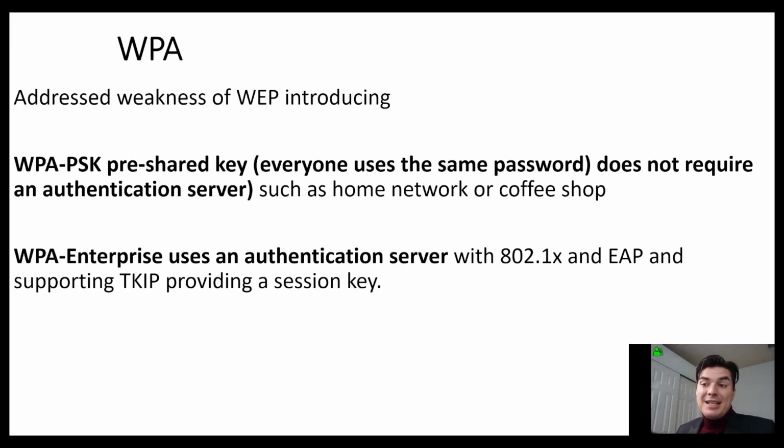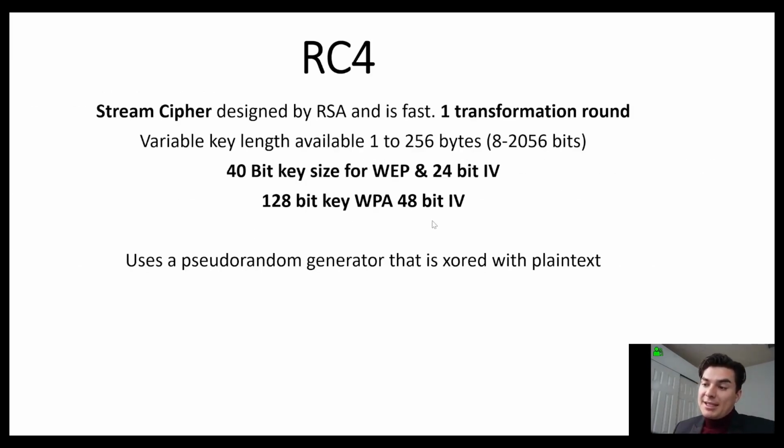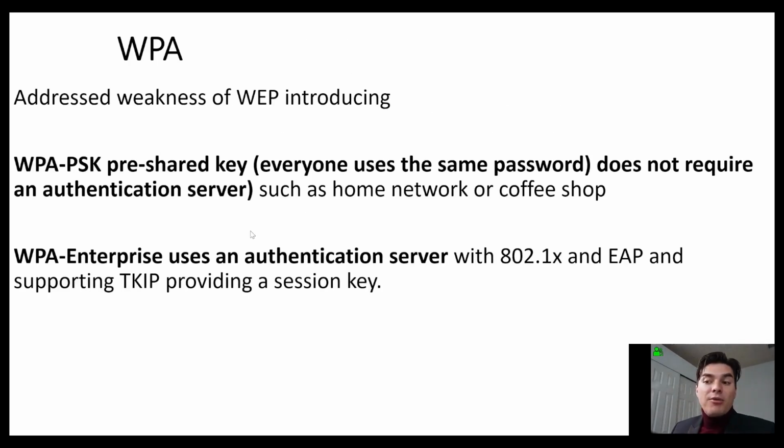Now, WPA did address some of the weaknesses of WEP, including the larger key size and a larger initialization vector, going from 24 to 48 bits. But the other thing that it introduced was the pre-shared key, which means everyone uses the same password, such as at your home. Everyone uses the same password, or at the coffee shop, everyone uses the same password.